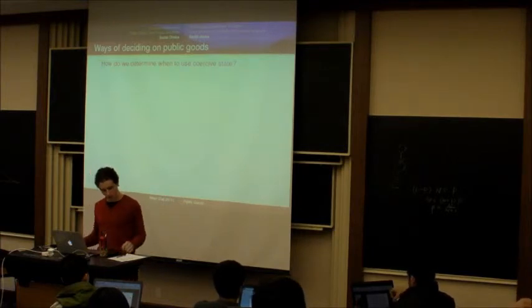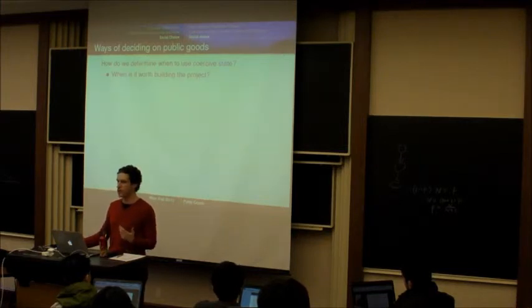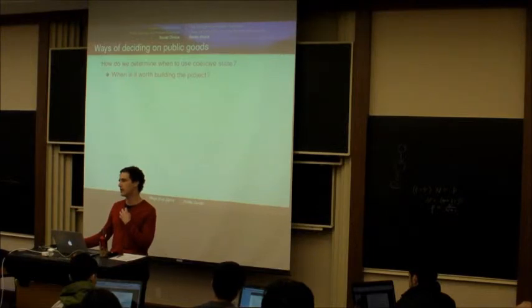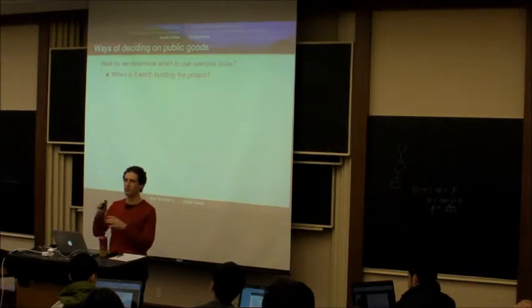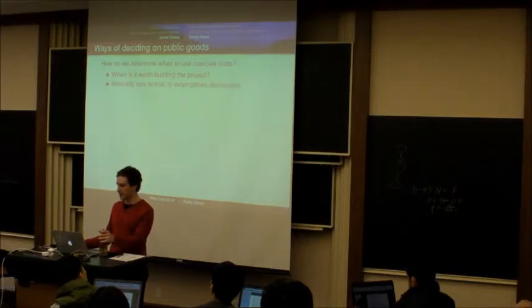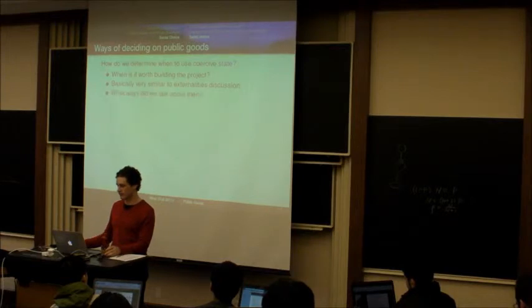Okay, so if we're going to use coercion from the government, we need to figure out whether it's worth using that coercion or not, right? Because that's not going to be determined by the market system and people freely interacting with one another. Some collective decision has to be made. This is called the problem of social choice. And it's very similar to the issues that we discussed with externalities.